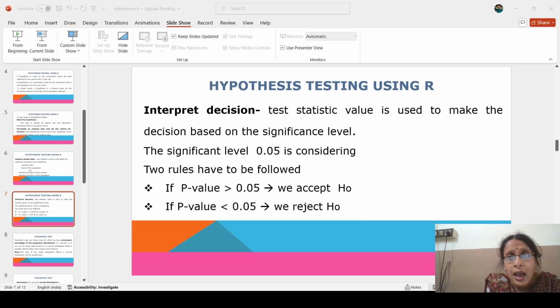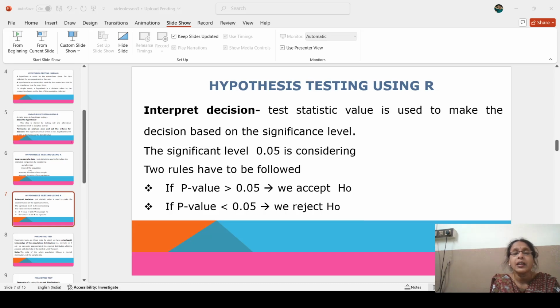To perform a one sample t-test using R, we use the R function t.test. The syntax is t.test(x, mu = 0).